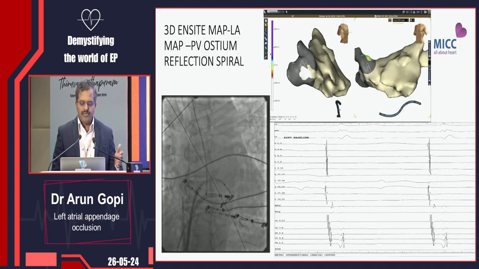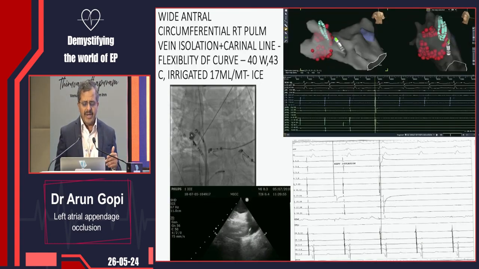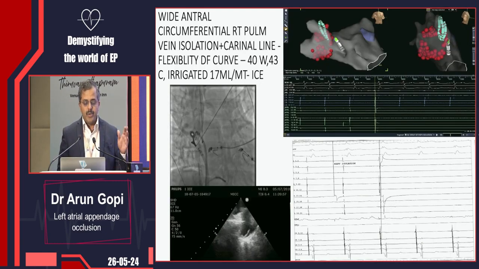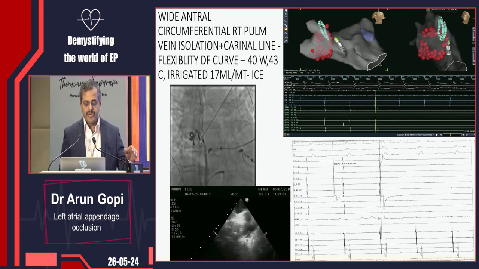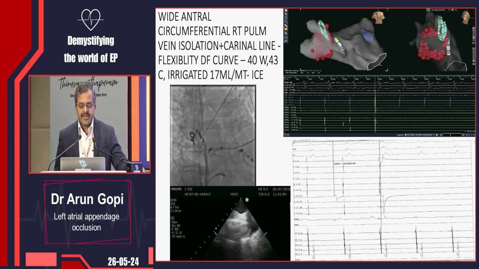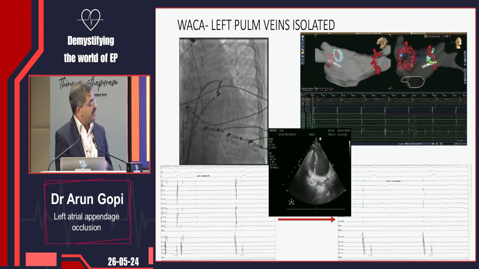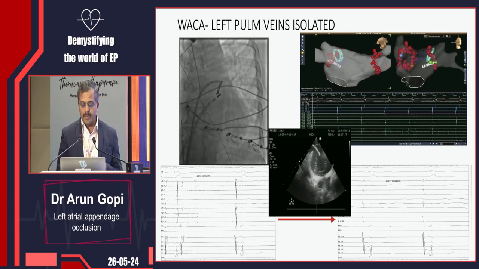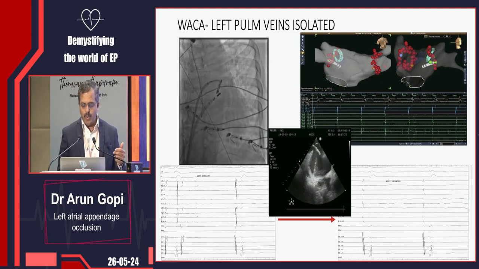And first we do the arrhythmic part. We make an LA map, do an RFA for the atrial fibrillation, a circumferential pulmonary vein isolation. This is on the right side at 40 watts, 43 degrees, irrigated ablation, getting the right-sided pulmonary veins isolated, including a carinal line, then doing the left-sided pulmonary vein isolation. You can see the circular catheter on the ICE going into the pulmonary vein. We can see the sharp pulmonary vein potentials disappearing and isolating, as Dr.